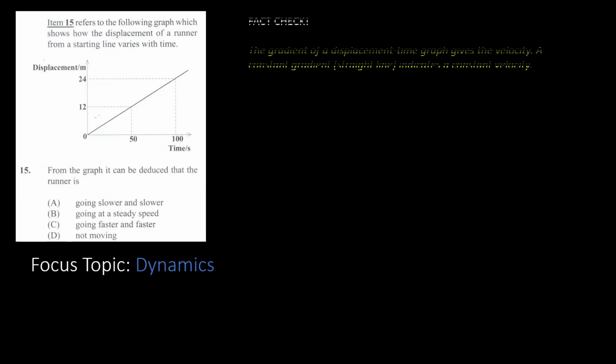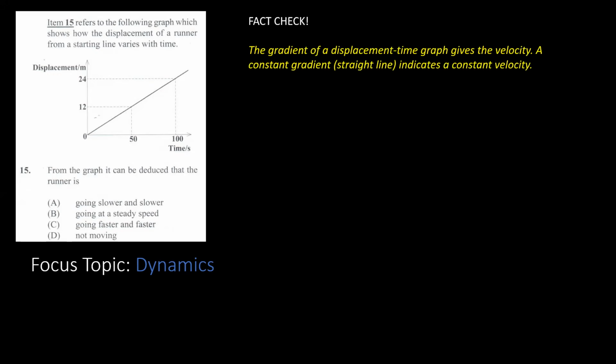Question 15. This question refers to a graph which shows displacement against time, and we're asked to interpret what the graph is showing about the runner. Now we know that for a displacement-time graph, the gradient gives the velocity, and since it's a straight line, it means that the gradient is constant. A constant gradient means that the velocity is also constant, and therefore the only option that matches a constant velocity would be B, going at a steady speed.